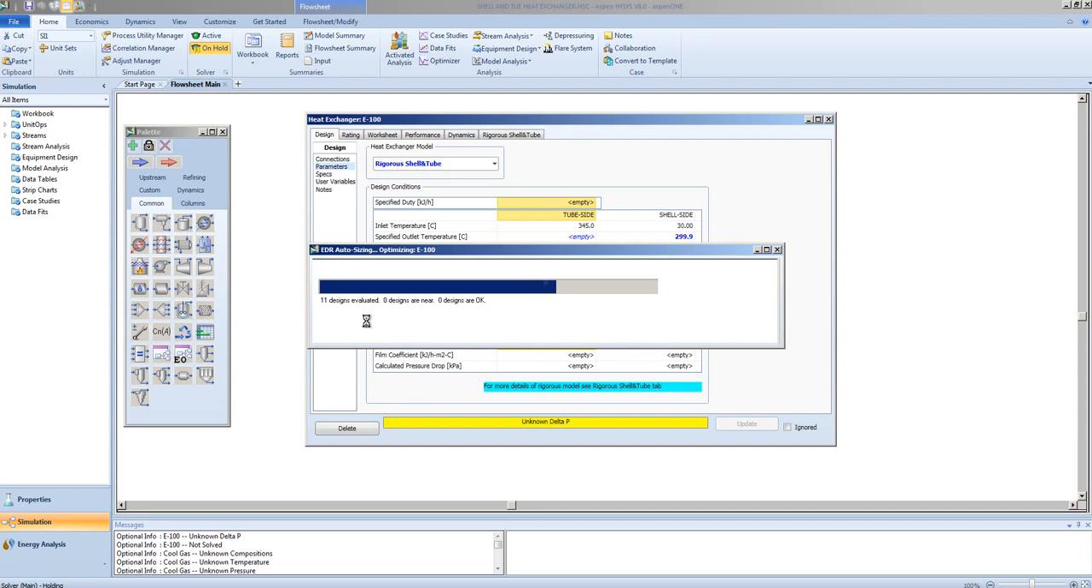Here we can see the evaluation taking place. Multiple designs are being tried in an iterative method, as I said, similar to the Kern's method. Designs have been found that are near. Soon we will find designs that are okay. Multiple designs that are okay will be evaluated to determine which is the most financially feasible design.